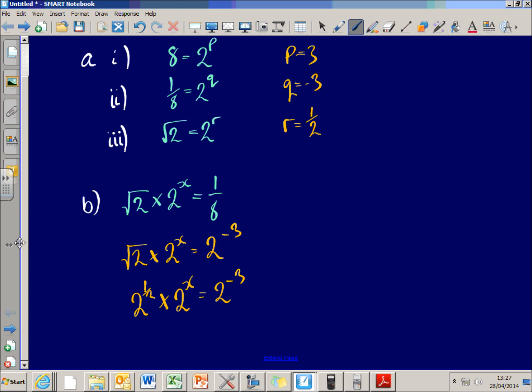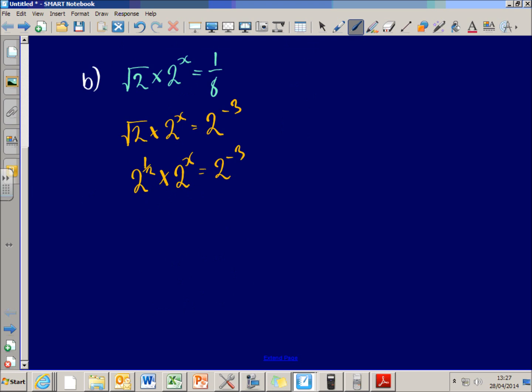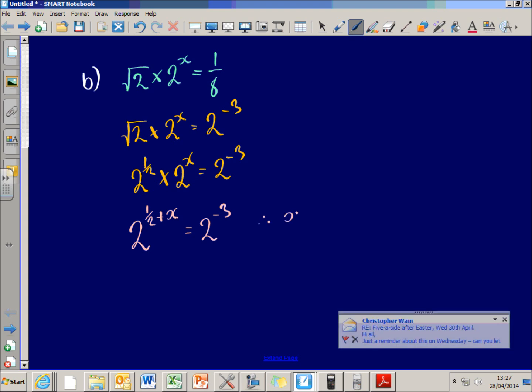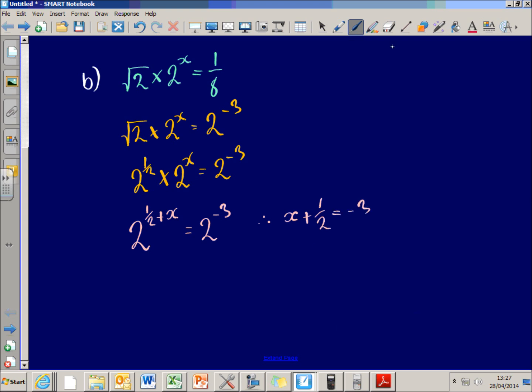Now what are the rules when we multiply these 2's together? What happens to the powers when we multiply them when they've got the same base? So again, add. This means that 2 to the power of 1/2 add x is equal to 2 to the power of minus 3. We don't actually need the 2's anymore. We can just say that x plus 1/2 is equal to minus 3. So x is equal to minus 3.5. Do you agree with that? Or negative 7 over 2.